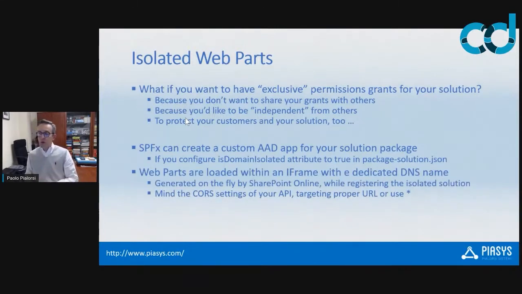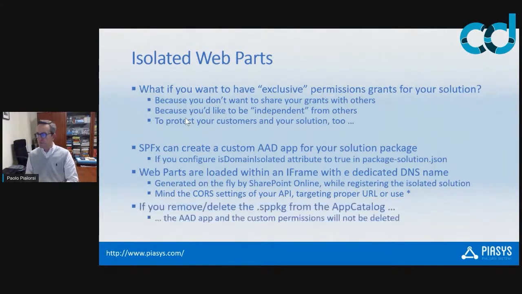When you do that, your web part will be rendered inside an iframe with a dedicated DNS name, so that Azure Active Directory and the infrastructure of SharePoint Framework will be able to uniquely identify that your solution is the one consuming the target API, and as such, it will grant your solution access to that API. For any other solution, the permission will not be granted because it will not use the proper URL, the proper DNS name, from a CORS point of view. So that's what happens under the cover.